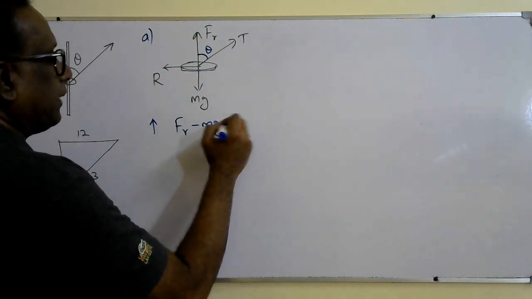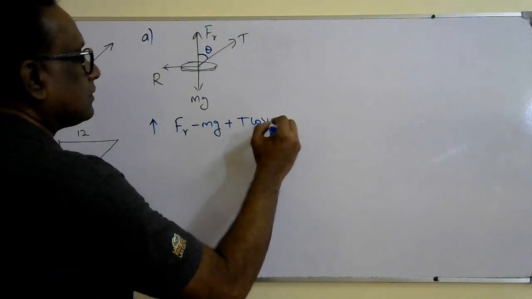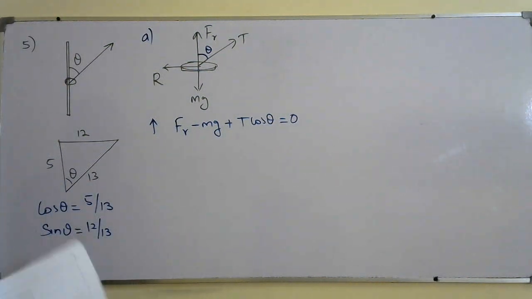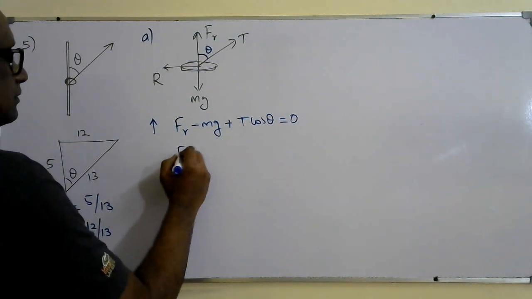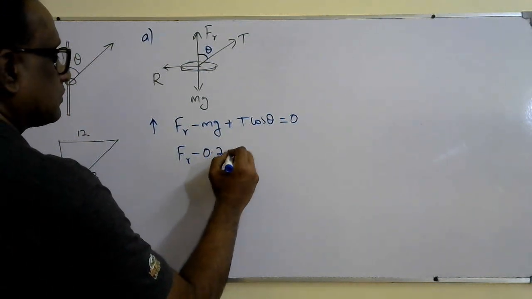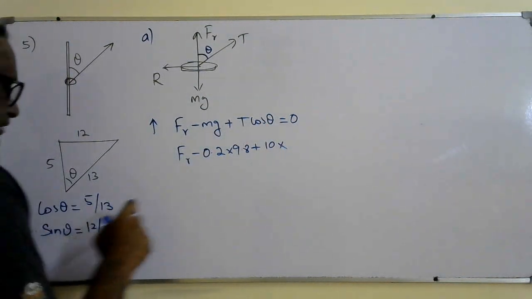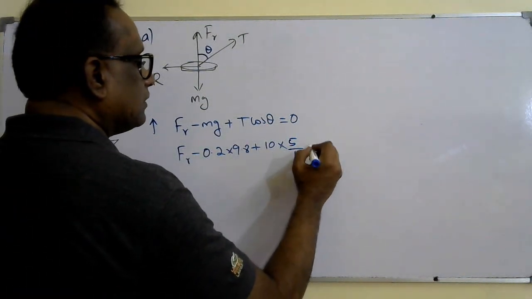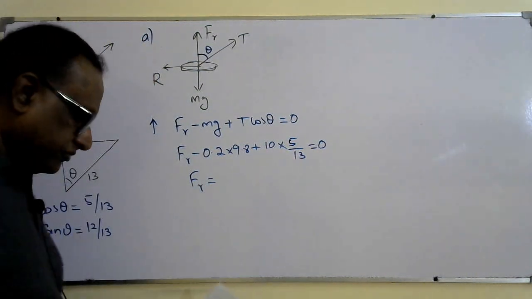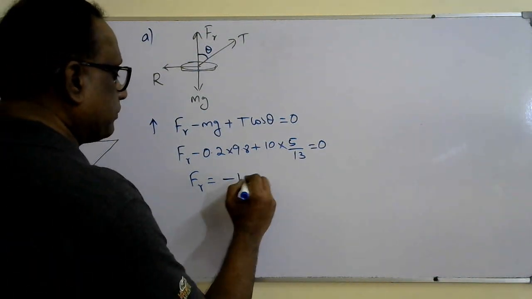minus mg plus T cos theta equal to 0, right? So the tension is given 10 Newton, so Fr minus the mass of the ring, also given, 0.2 kilogram into 9.8, plus 10 into cos theta, I found it here 5 by 13, equal to 0. Solve it. All numbers, only Fr is the unknown. Solve it for Fr. When I solve, I get Fr equals minus 1.9 Newton.